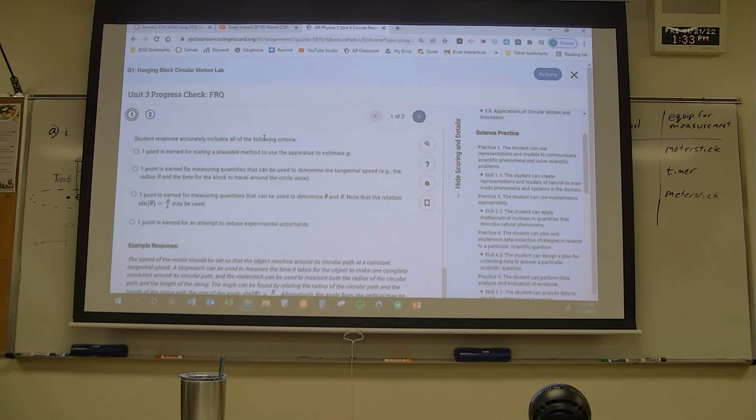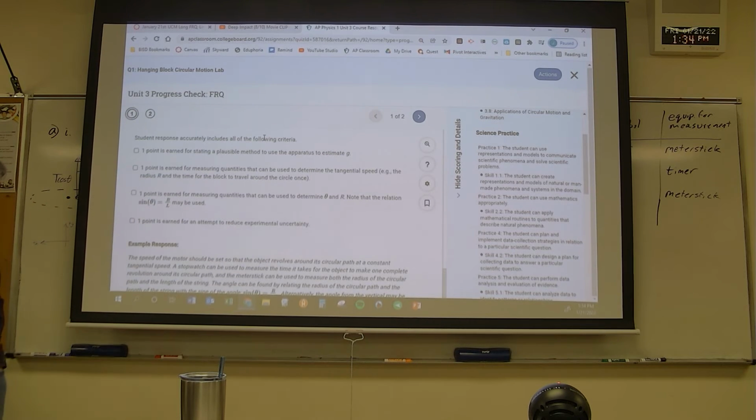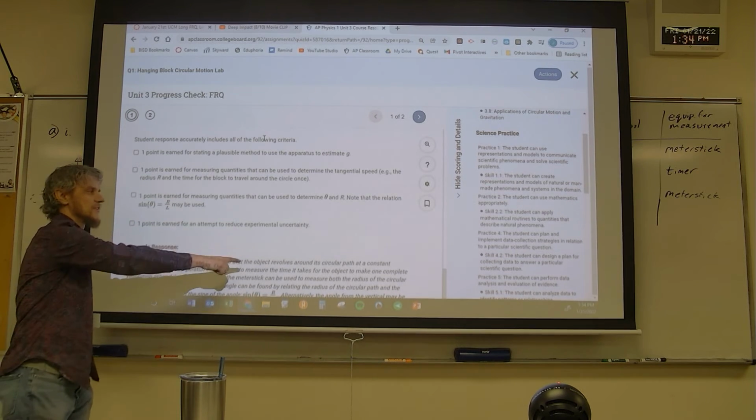Overall, does it make sense? You get a point. 1 point for measuring quantities that can be used to determine the tangential speed. Well, that's R and the period. Right? You talk about how you have to do that. 1 point is earned for measuring quantities that can be used to determine theta and R. Theta, you measure R and L. 1 point is earned for attempt to reduce experimental uncertainty.